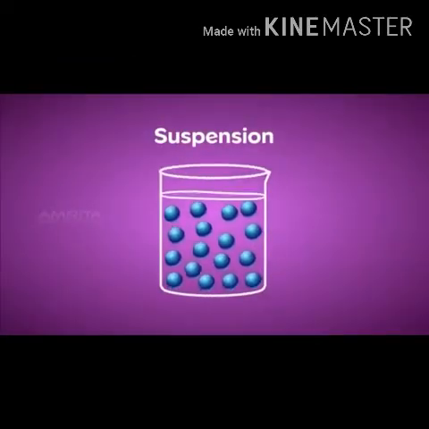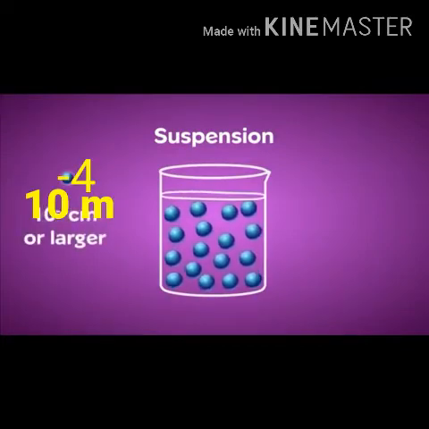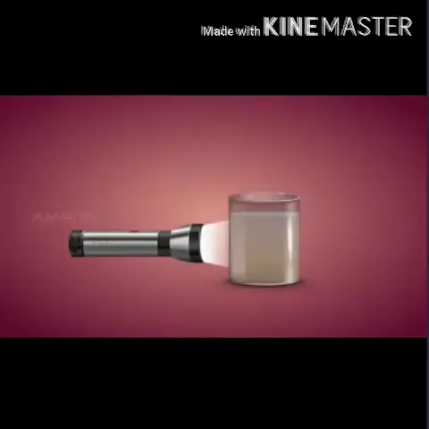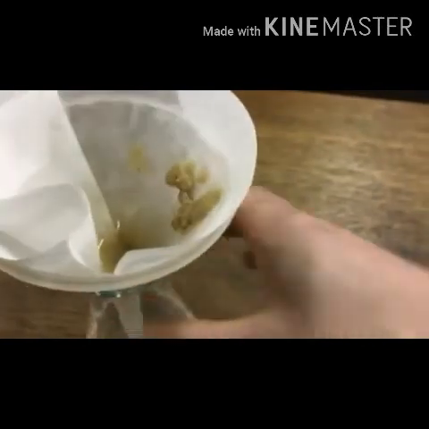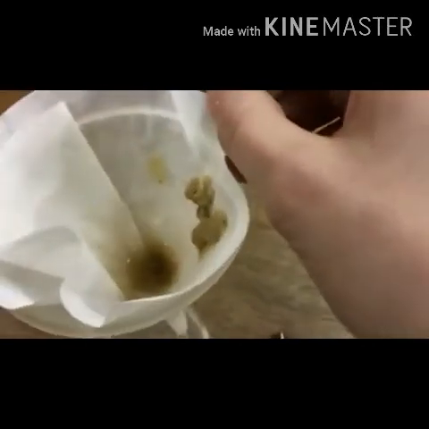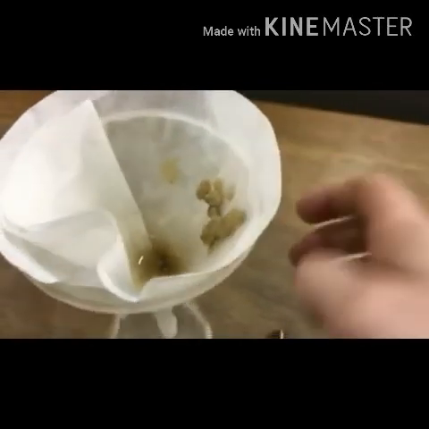The diameter of solid particles in a suspension is larger than 10 raised to minus 4 meter. Therefore, light cannot transmit through it. Moreover, these solid particles remain on an ordinary filter paper as residue and therefore the liquid and solid components of a suspension get separated by filtration.